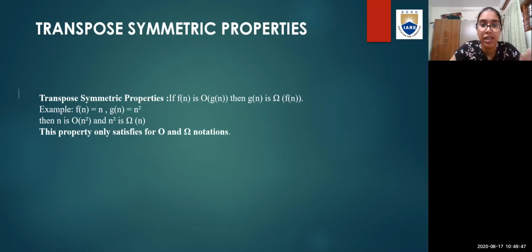Transpose symmetric property. If f of n is big O of g of n, then g of n is big omega of f of n. This is transpose symmetric. For example, your f of n is n and your g of n is n square. Then f of n is big O of g of n. In the place of g of n, just put n square. So n is equal to big O of n square. And g of n is equal to n square, they have given. But here they have told g of n is omega of f of n. So n square is equal to big omega of f of n. In the place of f of n, just put n. That's it. That is transpose symmetric property.